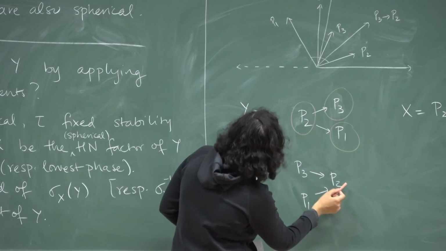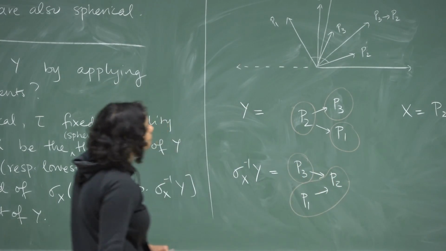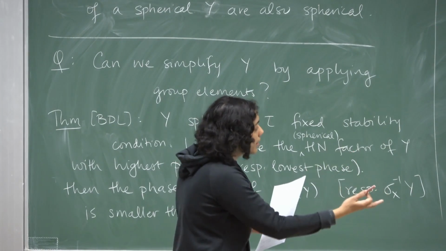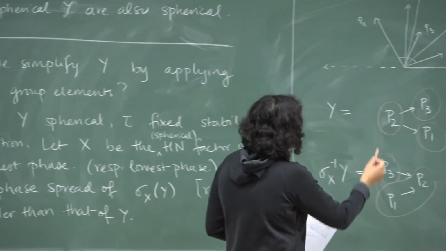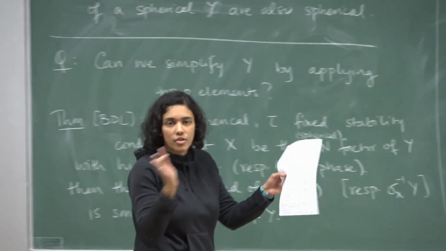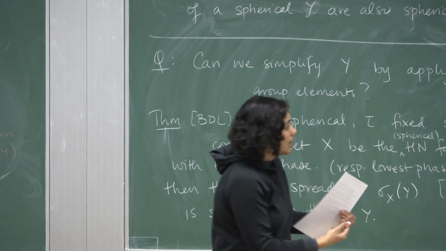It turns out that the pieces in this case are P1, P2, and P3. Okay, so that's how it breaks up. And as you can see, it drastically changes as well. So the new phase spread is this. So it's shrunk. And this always happens, so you keep shrinking. So this is great.